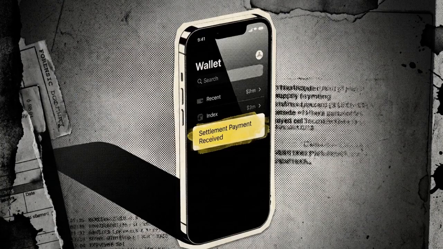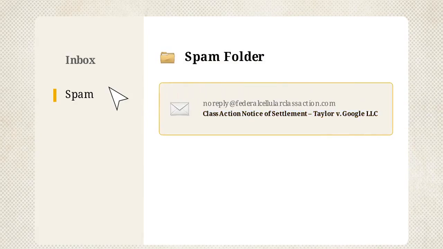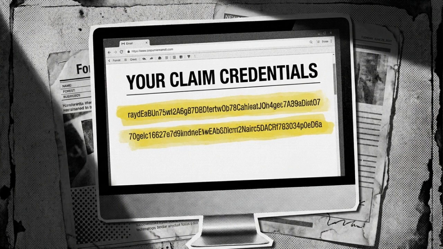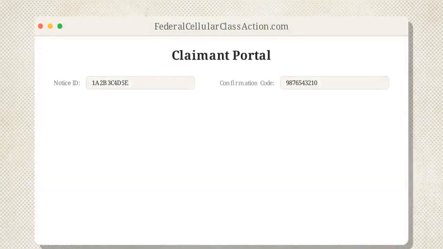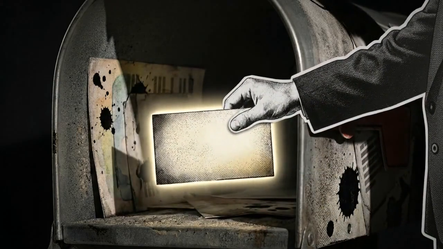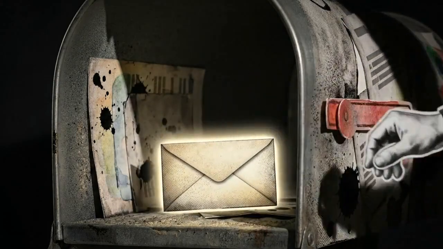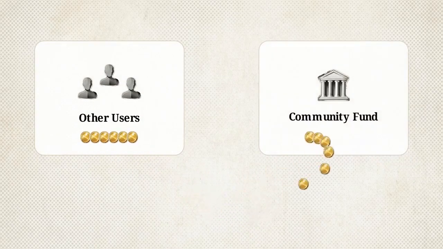If you want to claim your portion of that financial penalty, you need to search your spam folder for an email titled Class Action Notice of Settlement. Inside that email is a unique notice ID and confirmation code. You must use those codes to log in to the official settlement portal before May 9, 2026, where you can select a digital payment method like PayPal, Venmo, or Zelle. If you ignore the email, administrators will attempt to mail a physical check to your last known address. If that delivery fails, your portion will be redistributed to other users or donated to an approved charity.